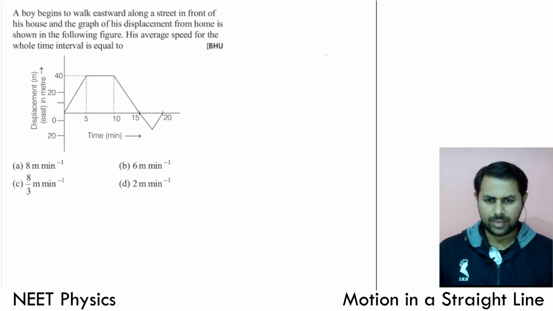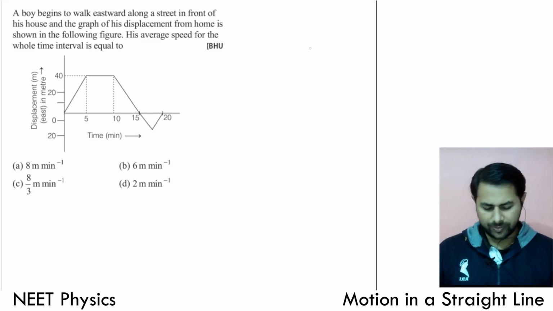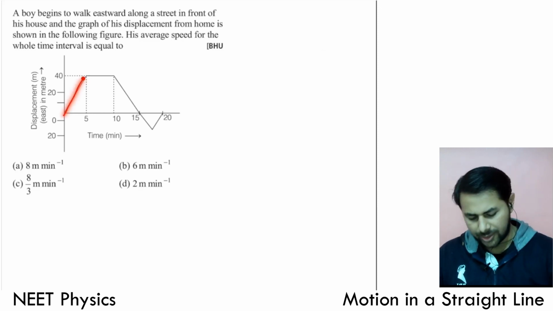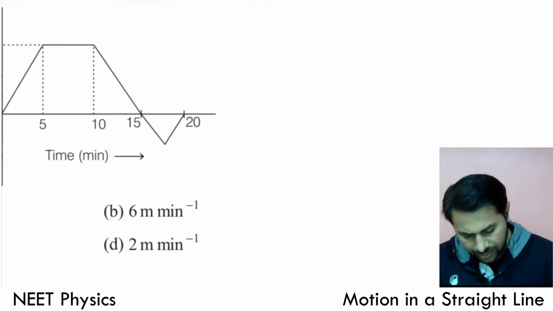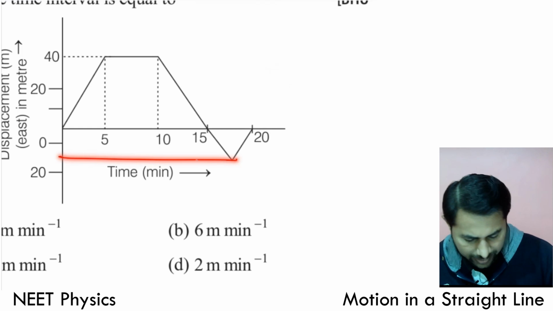Distance into time. But distance into time, will it give you speed? Distance divided by time. Okay. So what is the total distance? It's 40. Okay, 40, and then it comes back here. So 40 plus 40 is 80. 80 plus, how much is this? Is it 10?